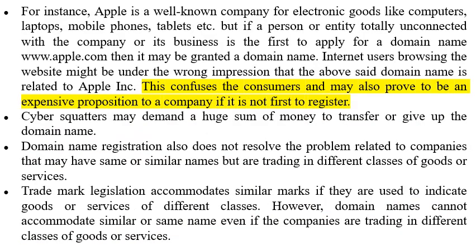For instance, Apple is a well-known company for electronic goods like computers, laptops, mobile phones or tablets, right? But if a person or an entity totally unconnected with the Apple company, which does not really know Apple per se, is the first to apply for the domain name www.apple.com, then it may be granted that domain name, right?